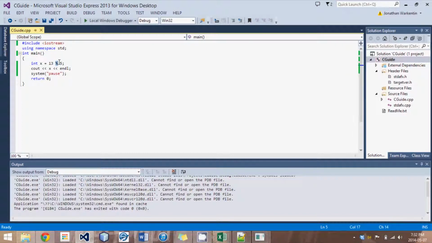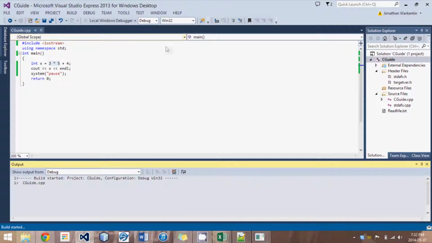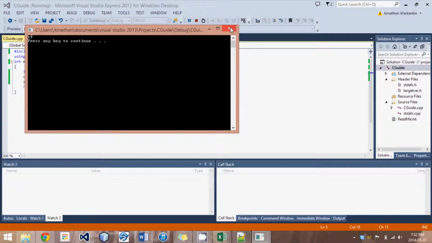Now, I'd like to take this one step further and give another example. Let's have 3 times 5 plus 4. Now, what is going to happen? Well, there's an order of operations that happens. Multiplying and dividing happens first. So what the computer will do is multiply 3 times 5, giving it 15, and then add 4 to 15, bringing it to 19. So if we run this, we should get 19. There we go.